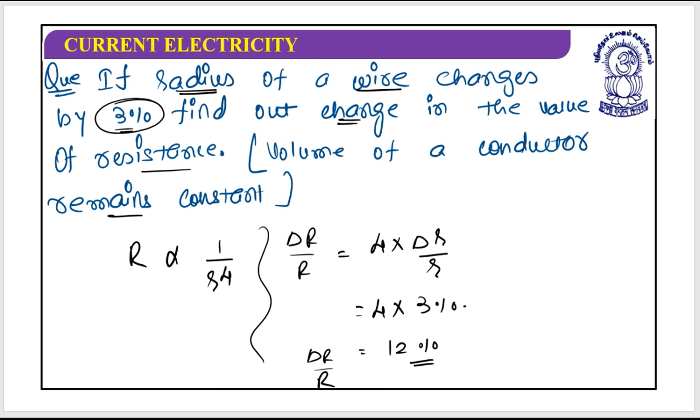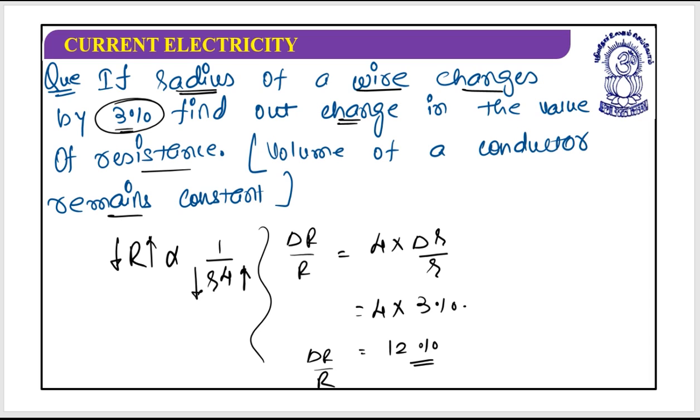We are not sure whether it will increase or decrease, because for the radius they have only provided that it changes. If they said it increases, the resistance must decrease. If they say it decreases, the resistance must increase. I hope these things are clear. Yes. So can you do this kind of question? Are you sure?